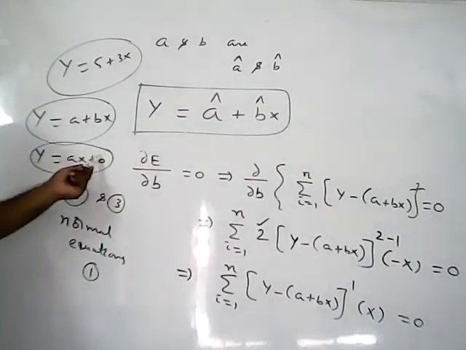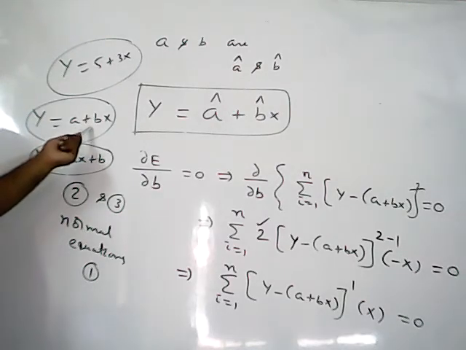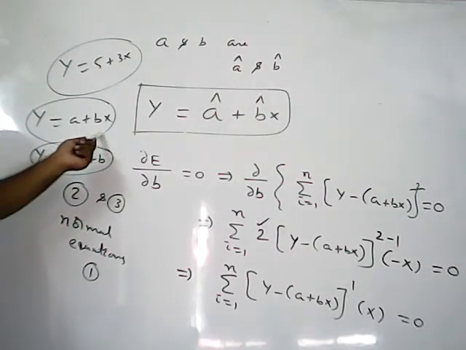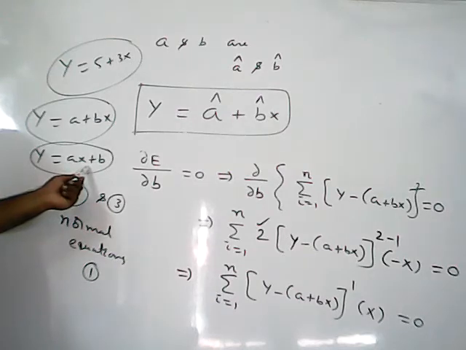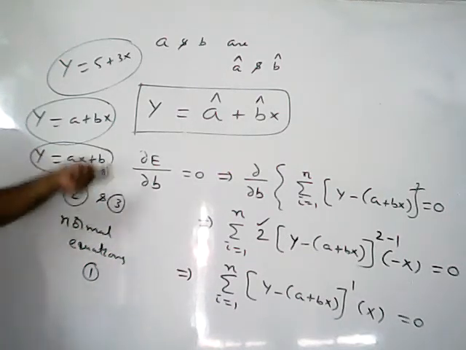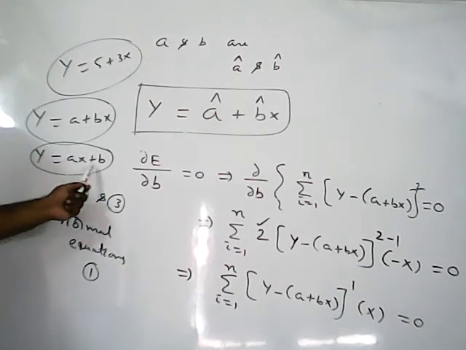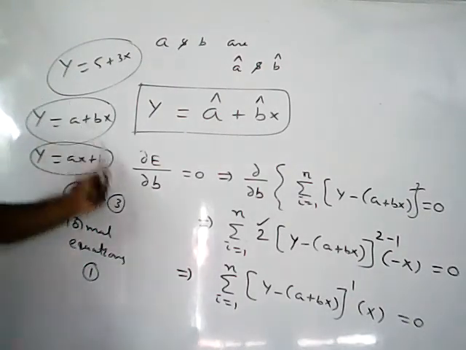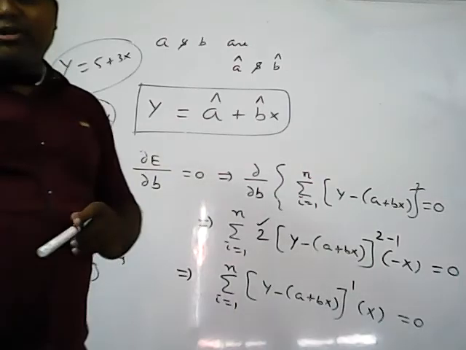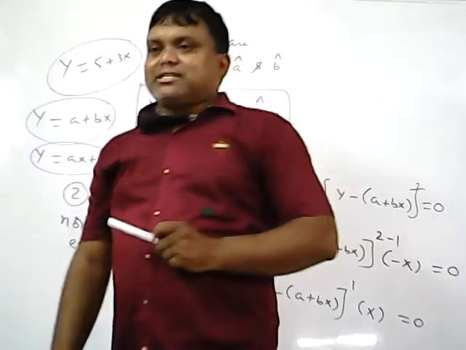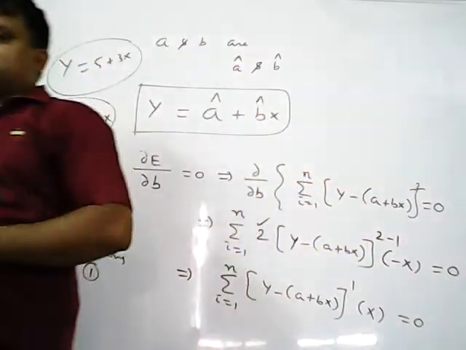Obviously, you can consider y equal to a plus bx, and you can do the normal equations. The concept is the same. Here this is y and this is f of x. So this is the first question: derive the normal equations of a straight line. Practice well. If you have any doubts, in the next class you can ask.